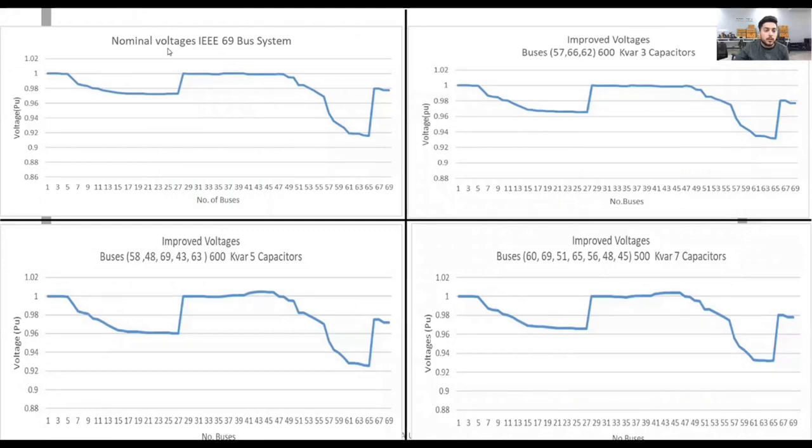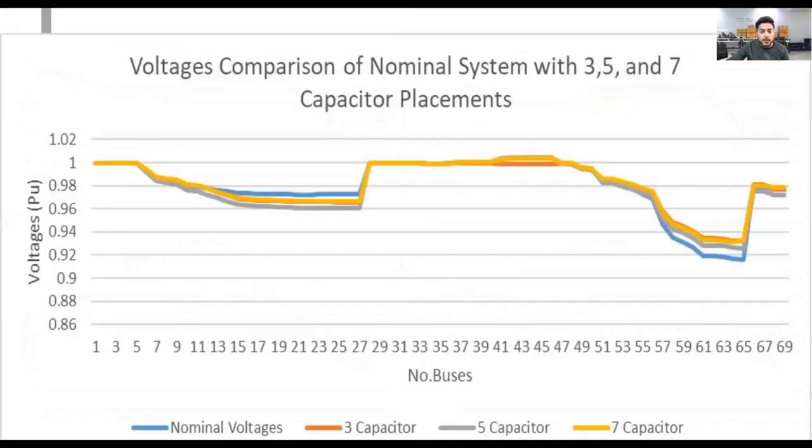After that, we have nominal voltages of the IEEE 69 bus system. Here, the first graph shows the nominal voltages of the IEEE 69 bus system, and the other three graphs show the improved voltages with capacitors. To compare them, we made one graph in one picture.